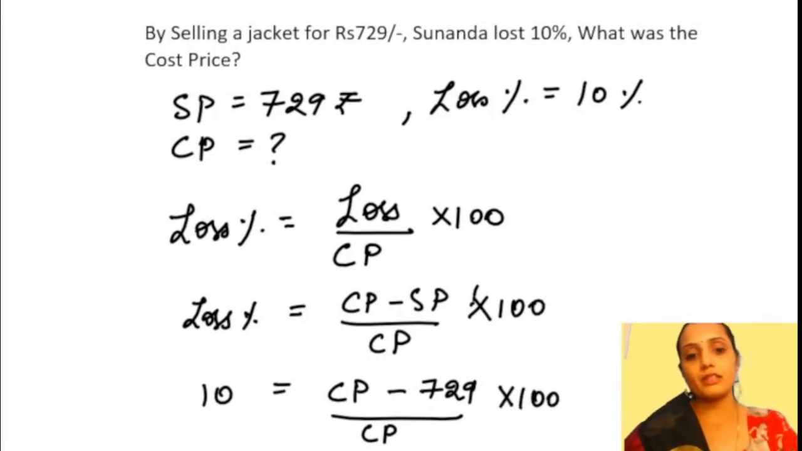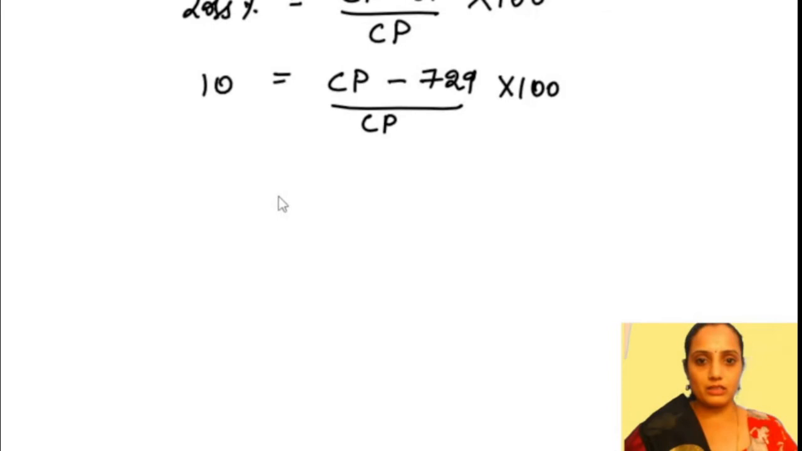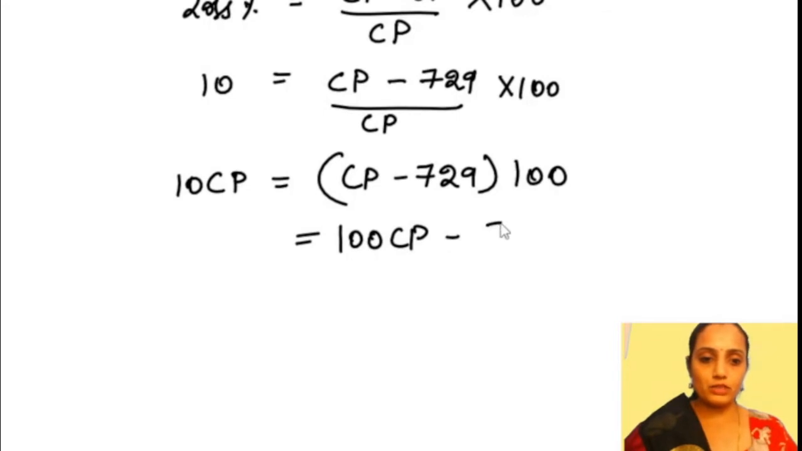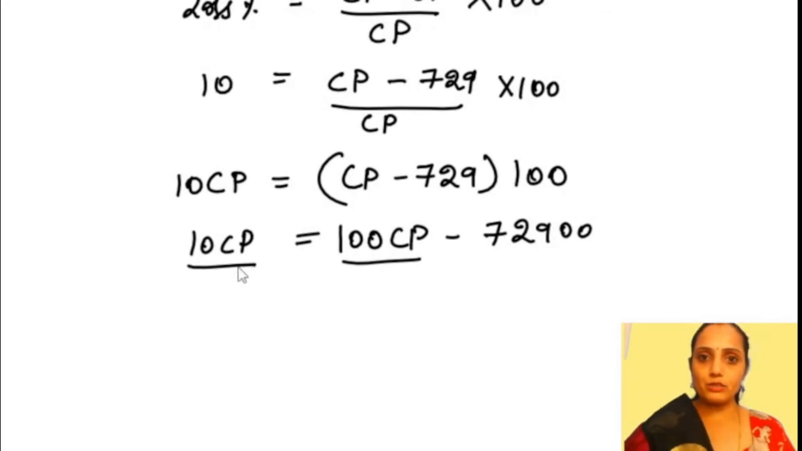Now, I do not recommend by hearting any formula unless it is required. So, let's multiply both the sides with CP. So, 10 CP is equal to CP minus 729 the whole into 100. Okay, so we have 100 CP, going to expand this using the distributive property. So I multiplied both the terms. Now we have two terms involving CP on two different sides of the equal to sign.